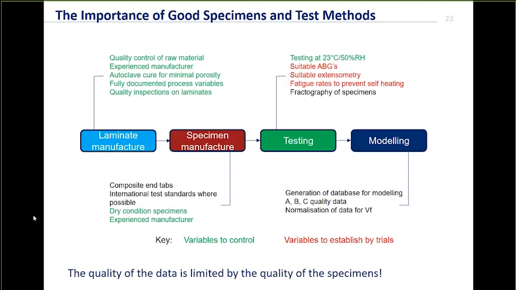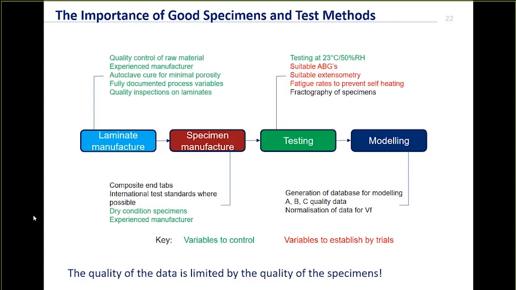Another challenge is just getting good specimens and test methods. So making good composite specimens can be quite difficult. Most of them are made from flat panels. So first of all, you need to manufacture these panels, and from these the specimens can be machined, and usually we need to apply some kind of end tab to the specimen also in order to grip it.